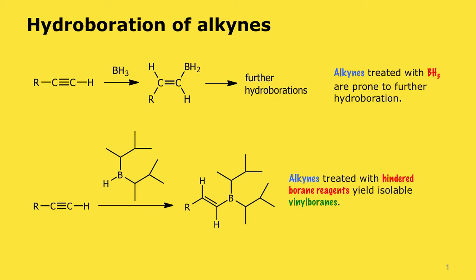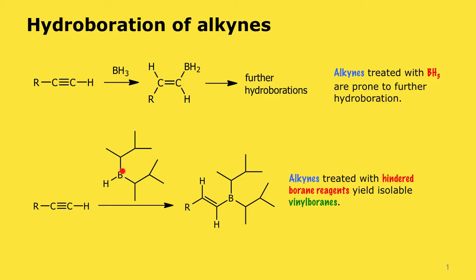Like alkenes, alkynes can undergo hydroboration, such as is shown here. If you use simple borane reagents, it leads to these vinyl boranes and then further hydroborations involving the additional boron-hydrogen bonds. What's very commonly done in practice, however, is to not use borane itself, but rather use sterically hindered dialkyl boranes, such as the compound shown here.